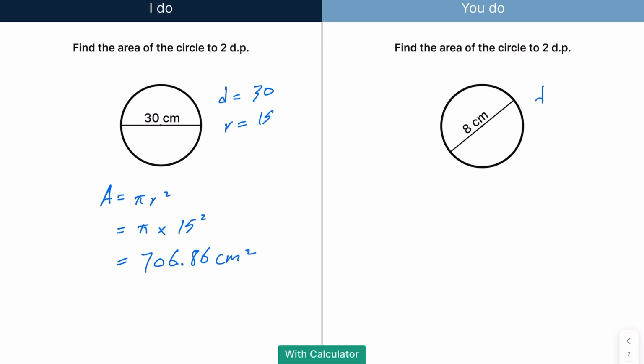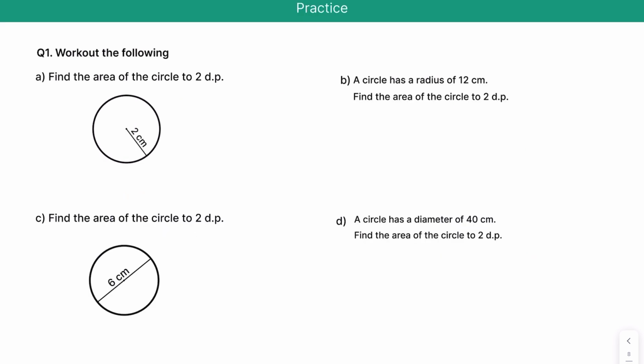And again, hopefully you've pressed pause and had a go. So the radius is just going to be half of that. So area is pi r squared, which is pi times 4 squared. And if you type that into your calculator, you get an answer of 50.27 centimeters squared.